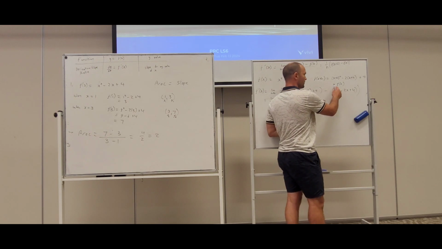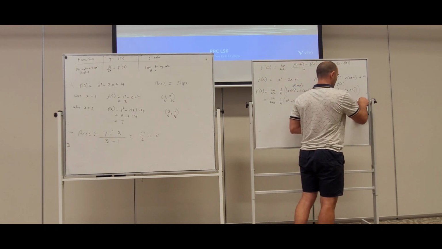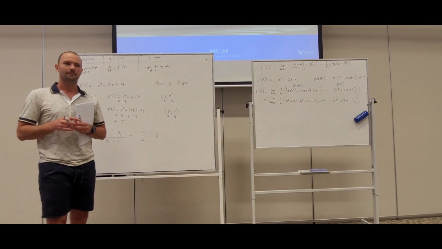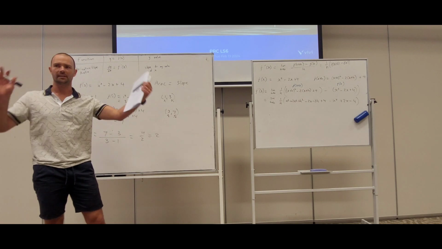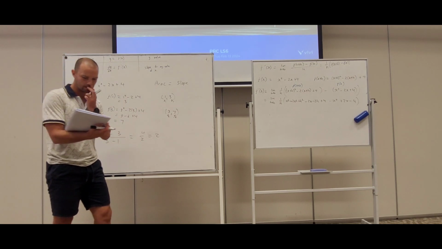So when I distribute this negative, we get negative x squared, we get plus 2x, and we get take away 4. So step 1, put it in the formula. Step 2, completely expand. Okay, so those are written in the process there.